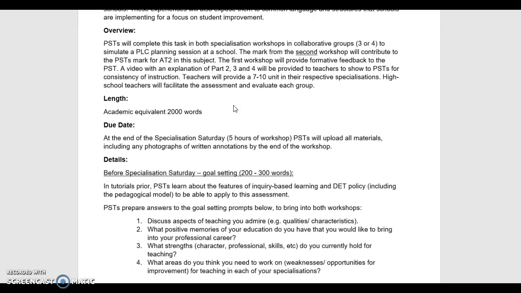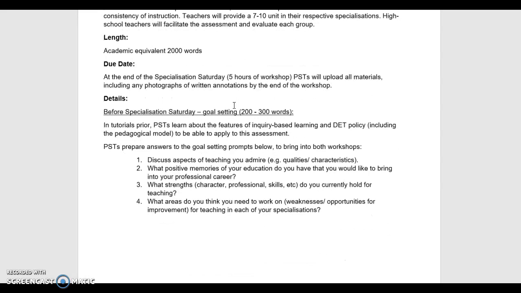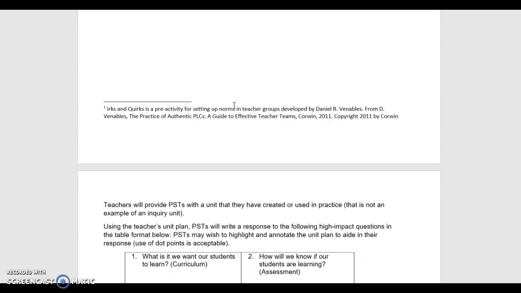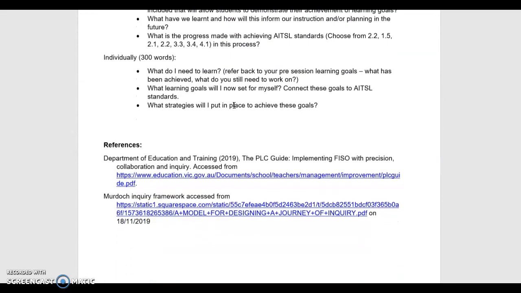We have broken the assessment up into different parts. You'll also see that the rubric has been separated, if I scroll down, into these separate parts for clarity.